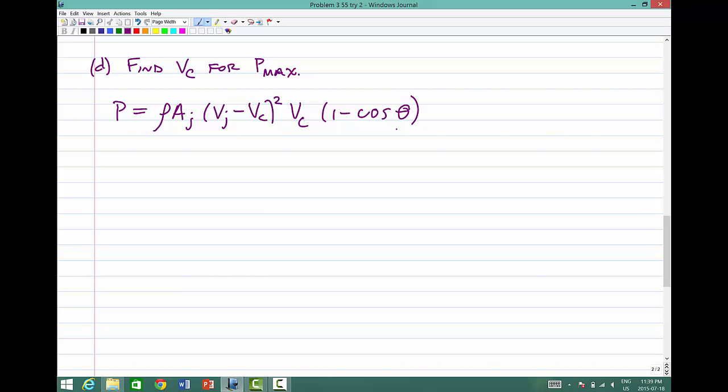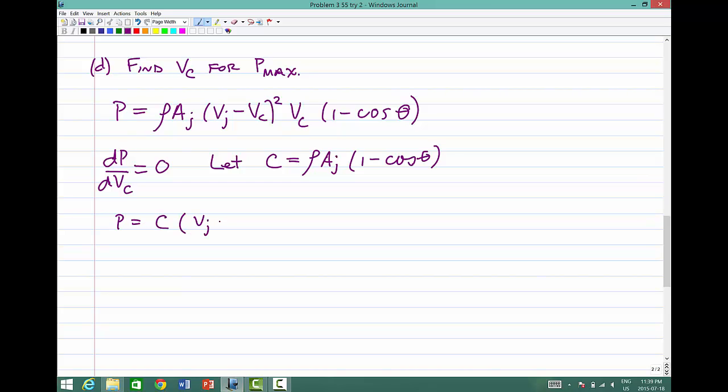Now we want to find out what Vc maximizes this expression. So this is a classic first year calculus problem, right? We want to take dP/dVc and set it equal to 0, and that'll find either the min or the max. But it'll be quite clear which is the min and which is the max. To make this a little less writing, I'm going to let C equal rho A_j times 1 minus cos theta. That makes our life a little simpler. And so we have power equal to constant times Vj minus Vc, squared, times Vc.